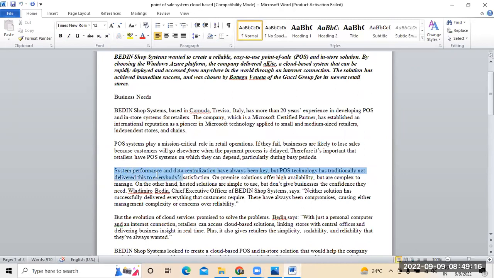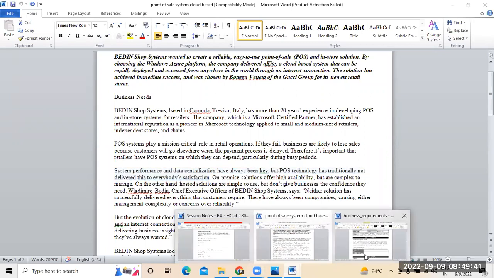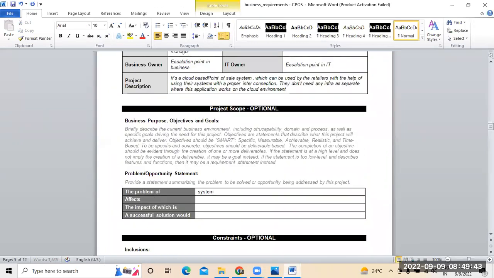What was that? System performance and data centralization have always been key, but POS technology has traditionally not delivered this to everybody's satisfaction. So what customers are facing? Customer was facing with traditional point of sale system that system performance and data centralization are not there. So the problems here are system performance and data centralization.